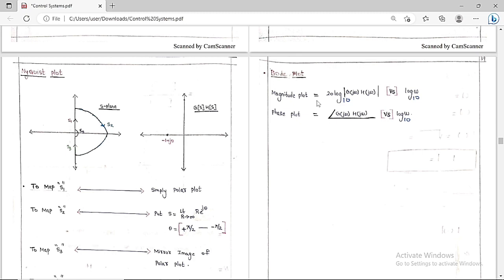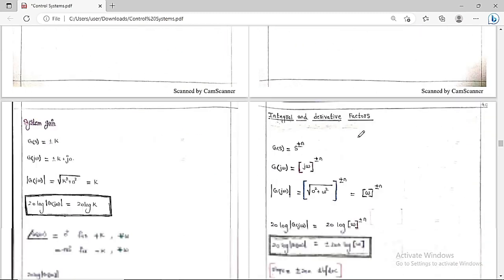So the Bode plot has two plots, the magnitude plot and the phase plot. Magnitude plot means 20 log of mod of G(j omega)H(j omega) with base 10 versus log omega with base 10, whereas the phase plot is the phase angle of G(j omega)H(j omega) versus log omega with base 10. So this is about the Bode plot. These two graphs we are going to discuss now in a very detailed manner.